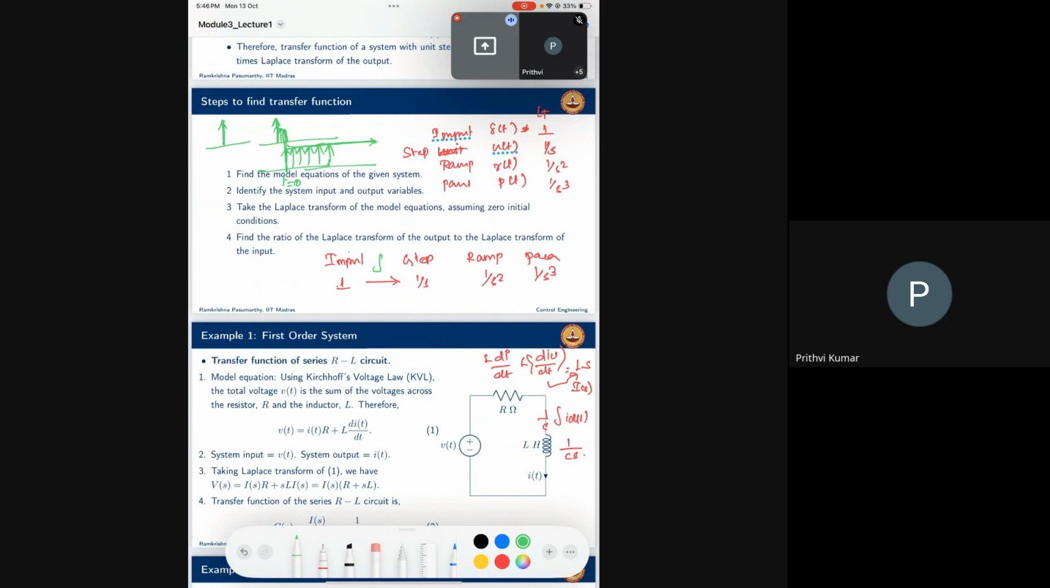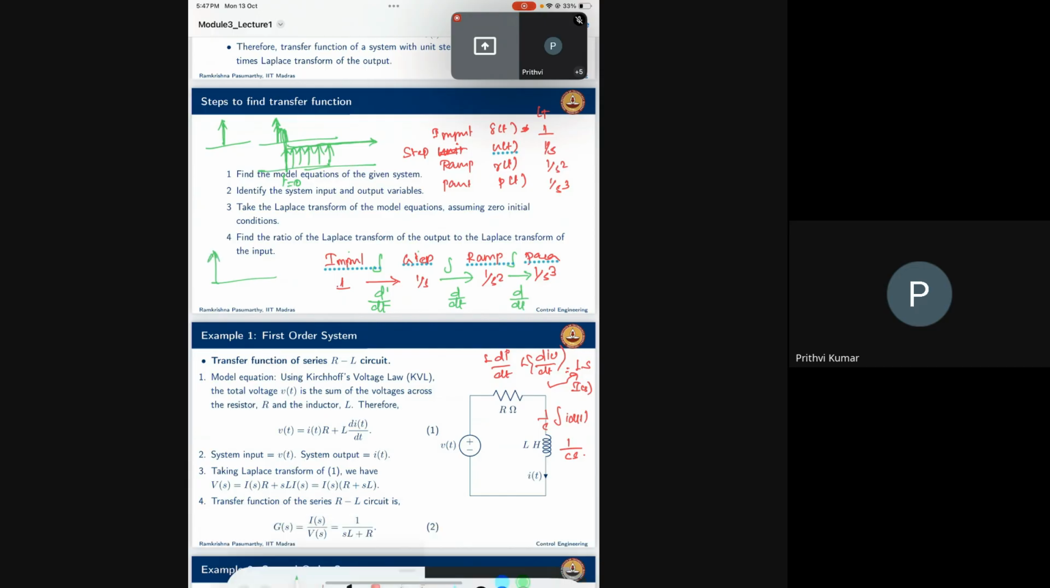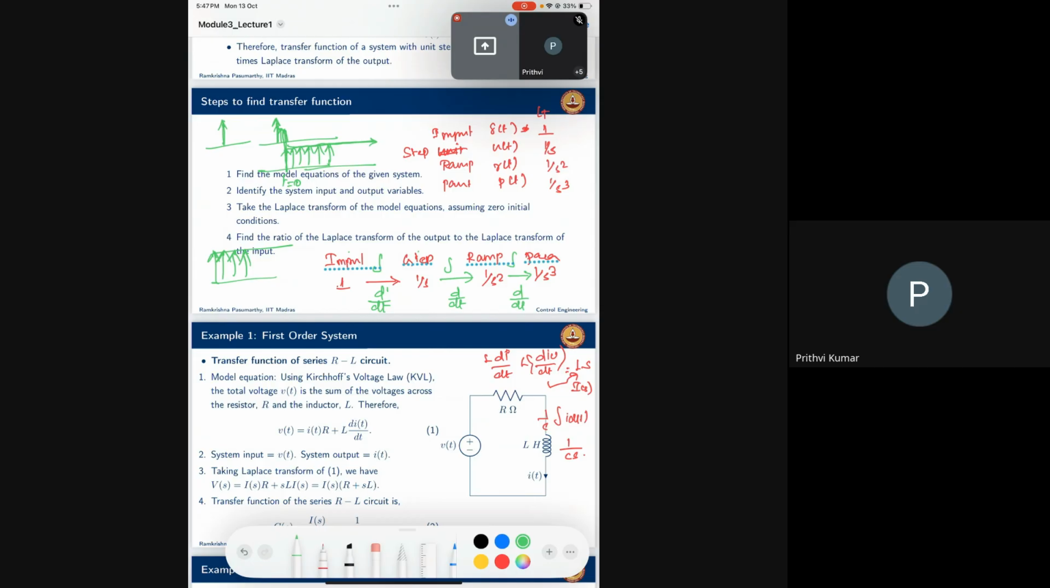So impulse, if you integrate, it will give step. Step, if you integrate, it gives ramp. Ramp, if you integrate, it gives parabolic signal. On the other hand, if you differentiate parabola, you get ramp. Differentiate ramp, you get step. Differentiate step, you get impulse. So this is another intuitive concept you have to keep in mind. Please don't get confused about integration or differentiation. If we integrate or add impulse signals, it becomes step, right? Rest of the things you can get from that.